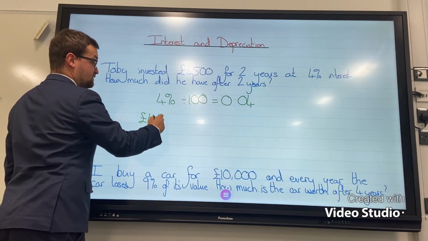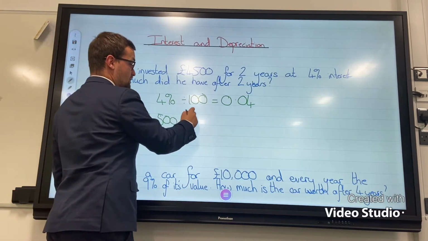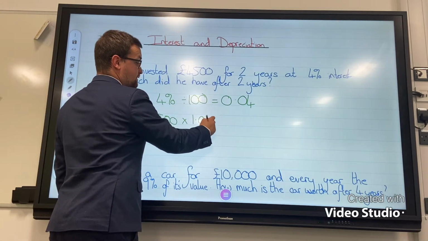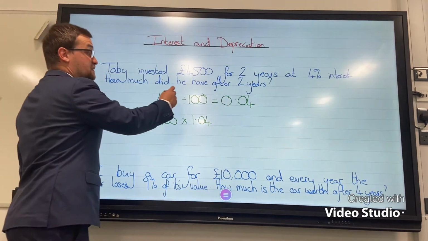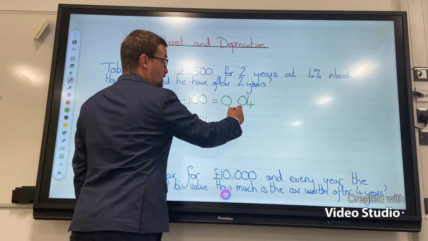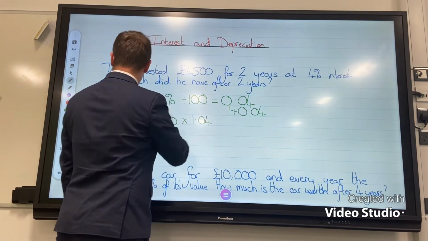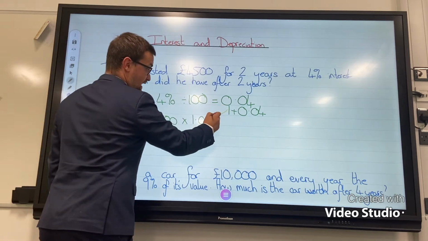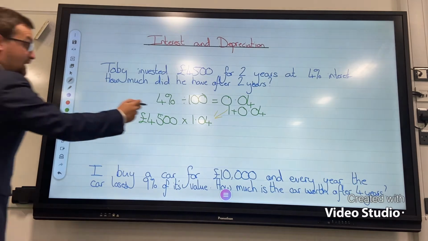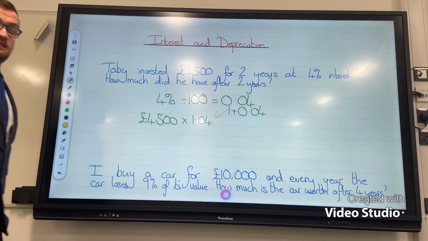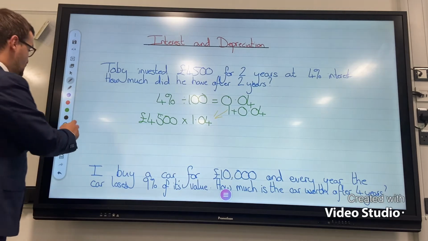Now we then take our starting amount, because that's what we're increasing, which is 4,500, and we're going to multiply it by 1.04. We multiply it by 1.04 because it's a percentage increase. We're going to do 1 plus 0.04, so that is where that comes from. If you are stuck on that bit, go back to percentage increase and decrease with a calculator, and that'll tell you why.